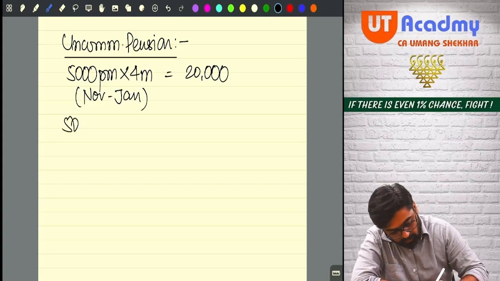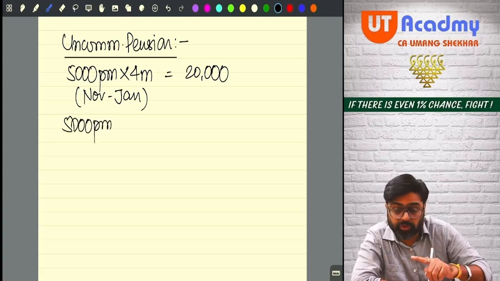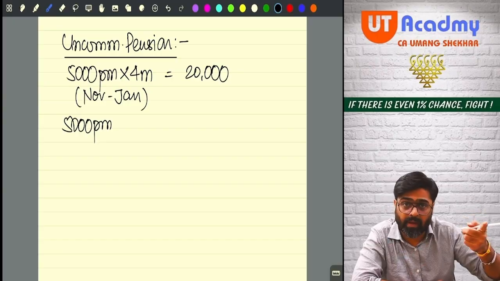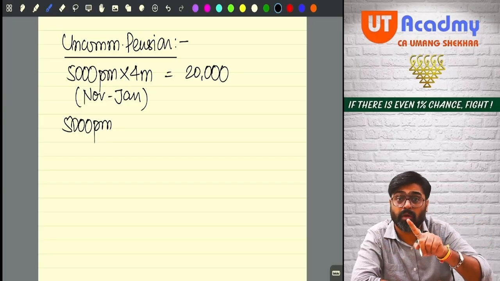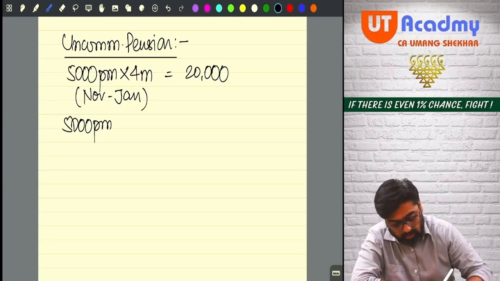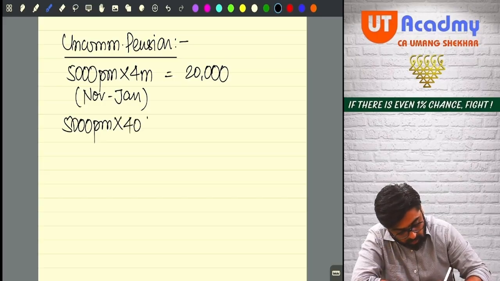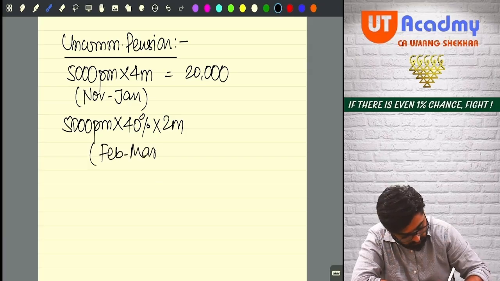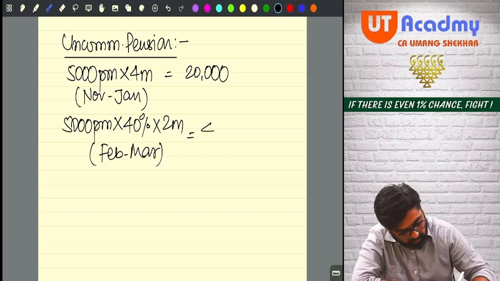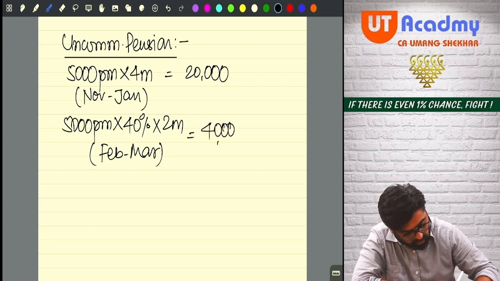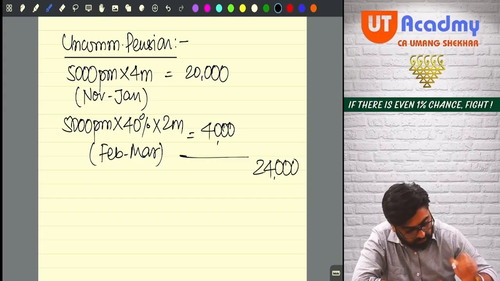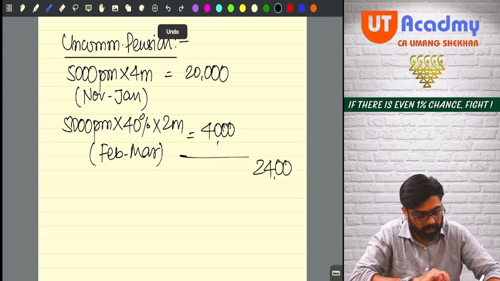Then on 1st February he commuted 60% of this. So the 5,000 which he was supposed to receive for February and March also, he will not receive now because he has already commuted 60%. So he will get only 40% for February and March, 2 months. So can I say here he will get 4,000? So 20,000 plus 4,000, the amount will be 24,000. Yes or no? Amount will be 24,000.